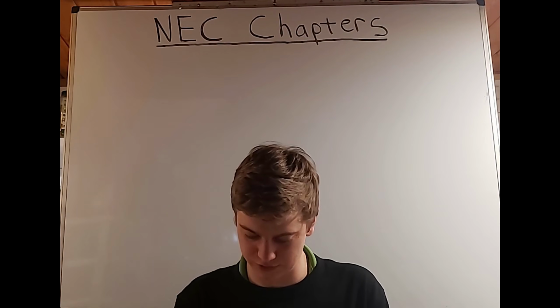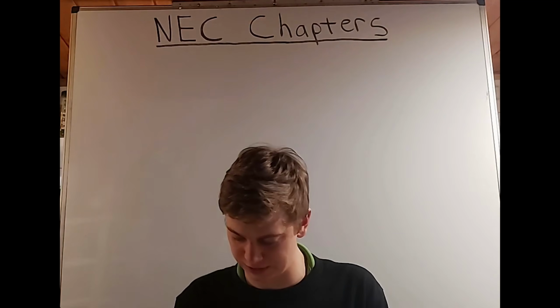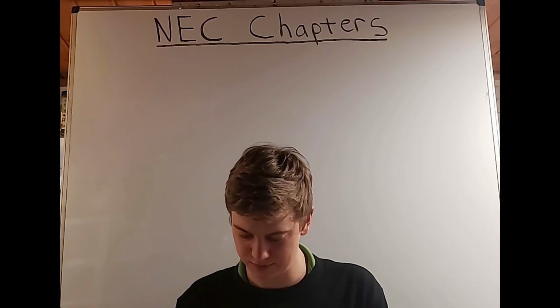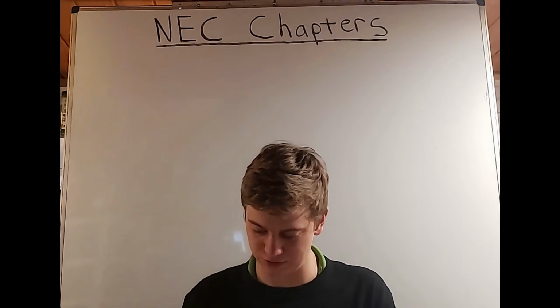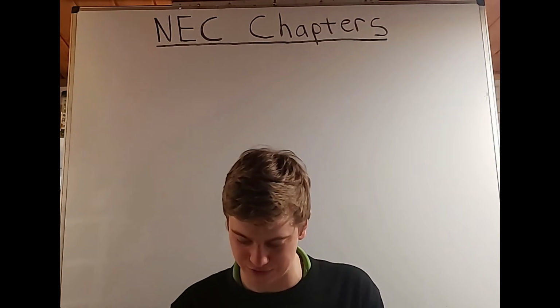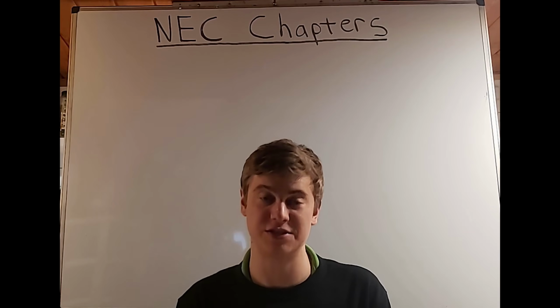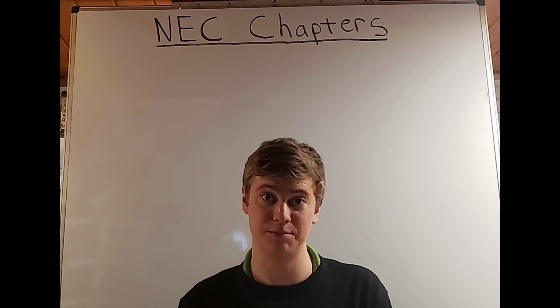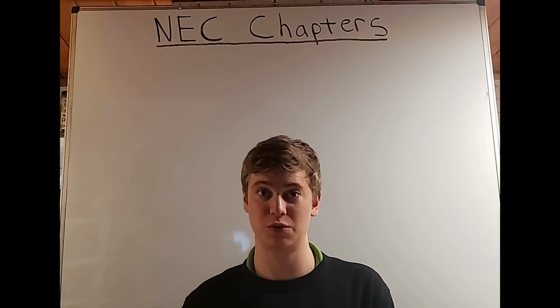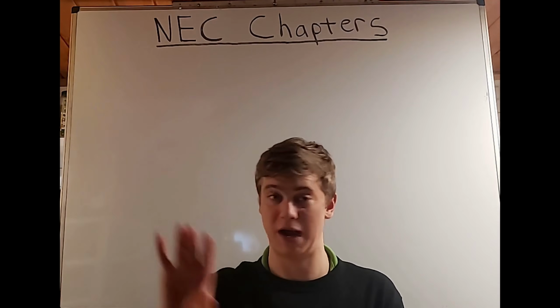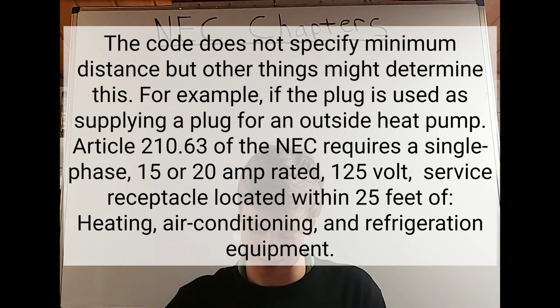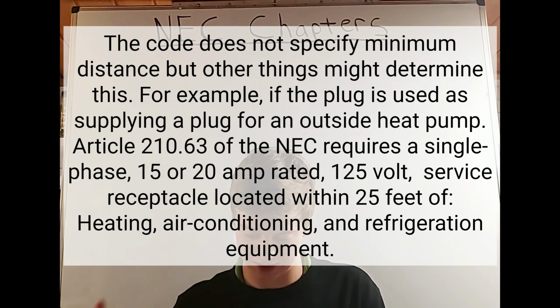At grade level, at least one receptacle outlet readily accessible from grade and not more than 6.5 feet above grade level shall be installed at the front and back of the dwelling. Okay, so you normally know this as your outside plugs. When you go outside the front door, when you go outside the back door, you have to have that plug. And it has to be not more than 6 feet above grade level.